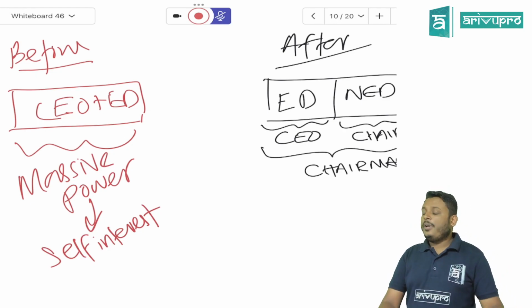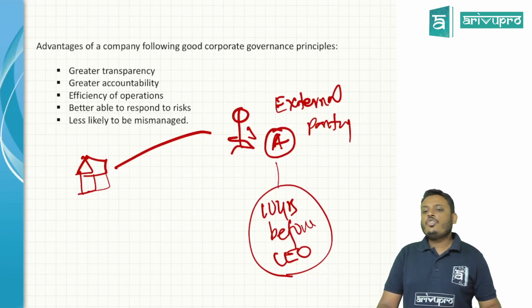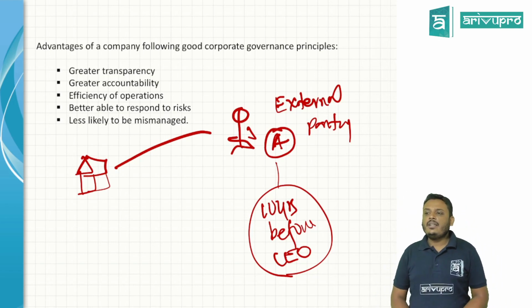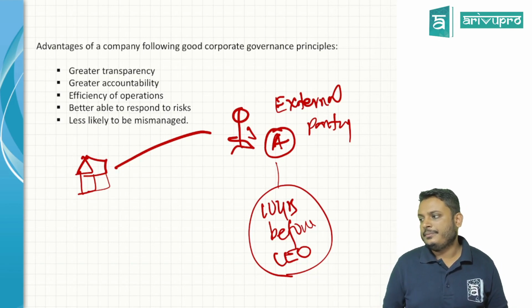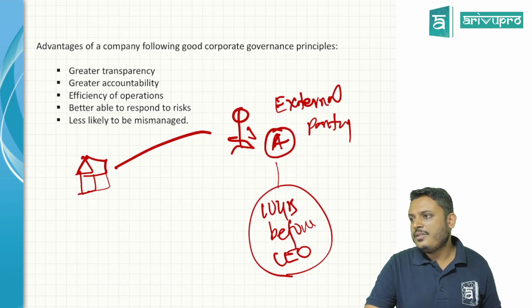Okay. Another point, write down. Chairman takes the leadership of the board and maintains relationship with all stakeholders. Right. Now take a separate color pen and write down.